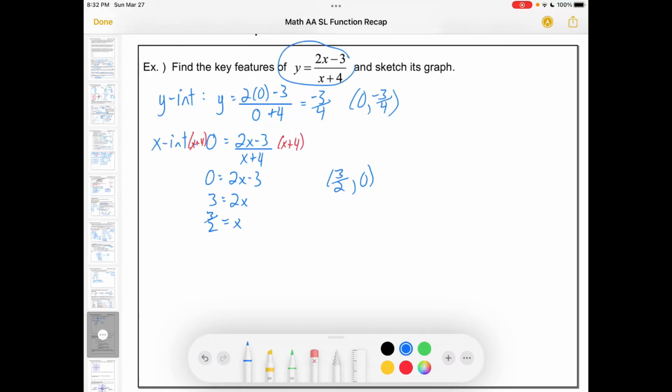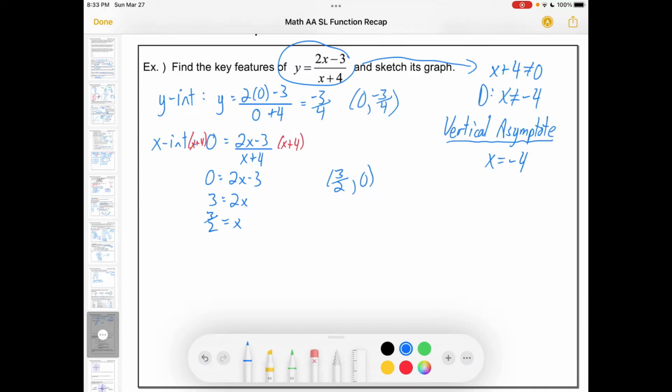Now, if I think about this function, what is its domain? Well, I know that the bottom cannot be 0. So x cannot be negative 4. That is the domain of this function. That means that the vertical asymptote is wherever that domain restriction is. x equals -4.